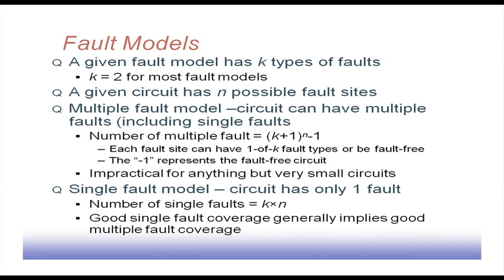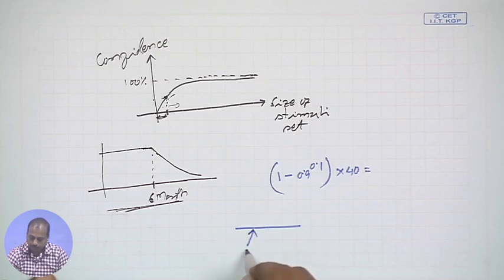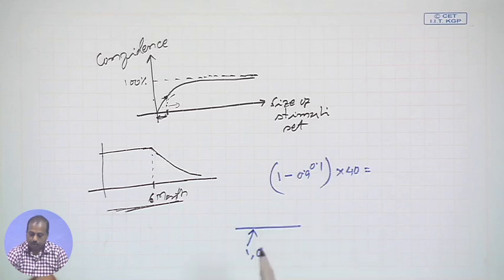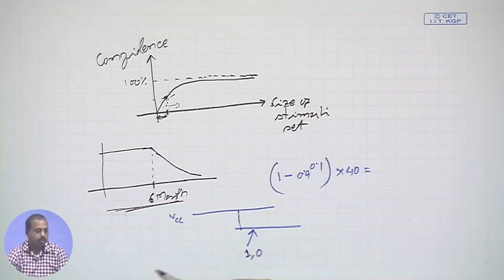To give you some idea about these fault models, a given fault model may have k different types of faults. Here k equals 2 for most faults. If there is a signal line running in the chip, a possible fault is that this line is permanently 1 or permanently 0. If the VCC line is running and there is a short between it and this line, this line has to be treated as permanently 1. This physical defect is modeled as permanently 1, and that is known as a stuck-at-1 fault.